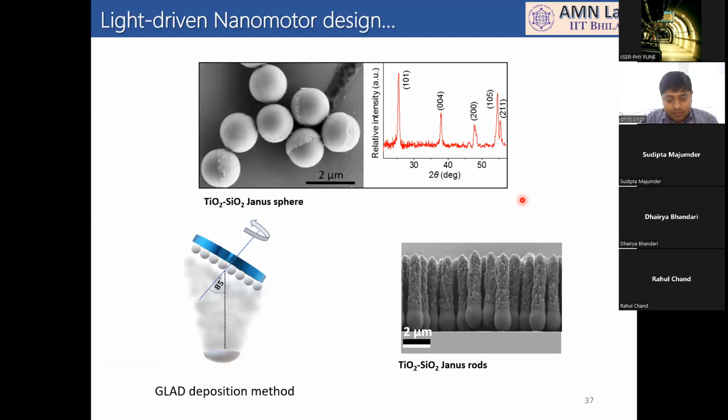We use a glancing angle deposition method. I'm not going into the detail of this because I want to focus on the, yes.